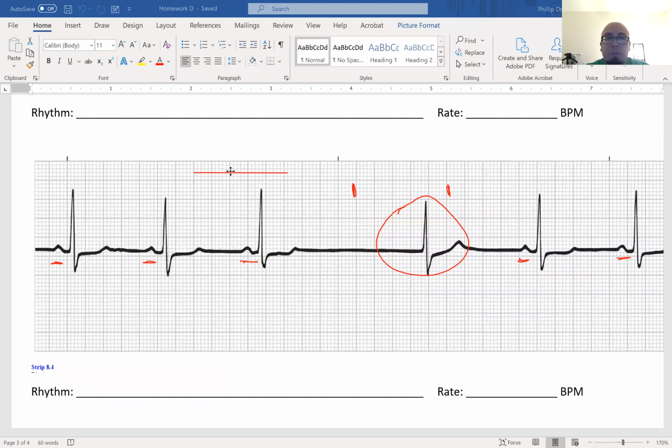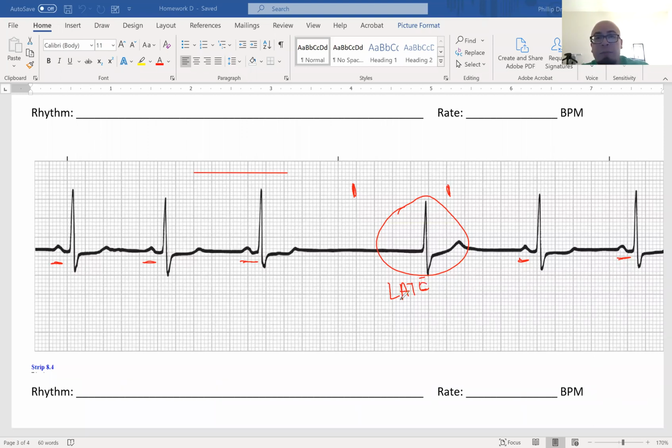Okay, let's check the intervals. The PR interval actually looks okay, and so does the QRS. That's step 3. Step 4, checking for abnormal beats. Well, I don't have any early beats, but I have a late beat. This one is late. All right.